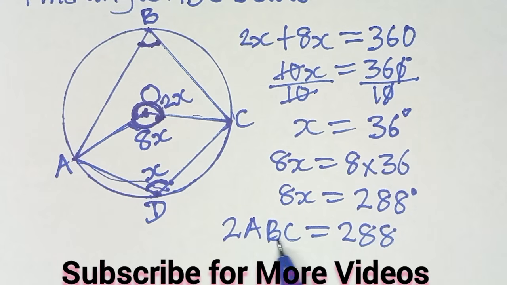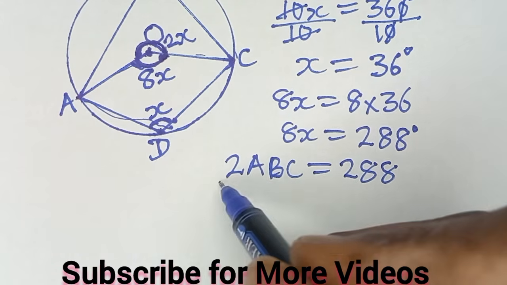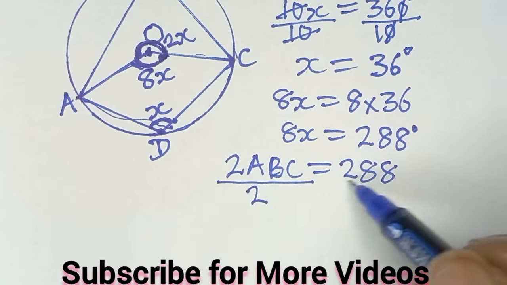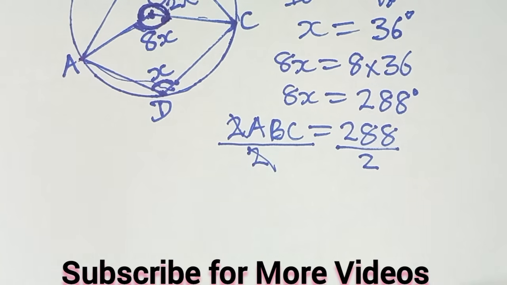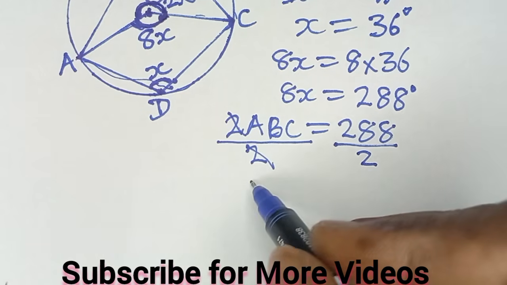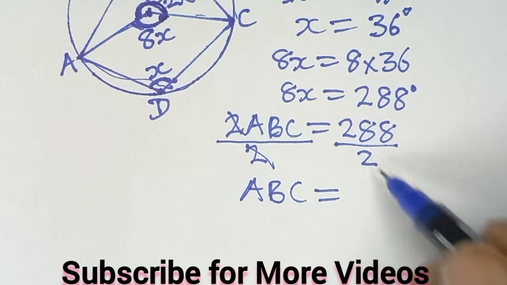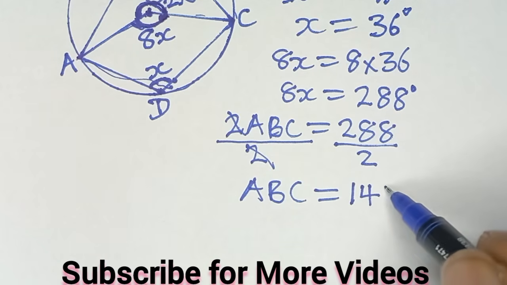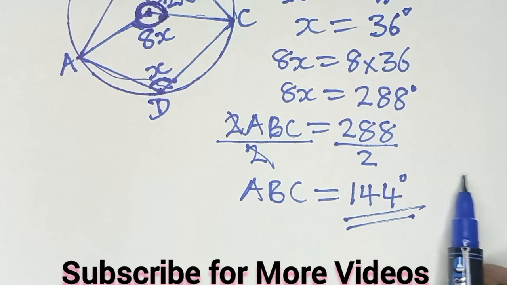So twice the ABC, which is angle at the circumference, is equal to 288, which is the angle at the center. So from there, I can divide both sides by 2 in order to get the angle at the circumference. 2 cancels 2, so I'll be having angle ABC, which is what we are looking for. ABC is equal to 288 divided by 2, which gives me 144 degrees. And this is the final answer for angle ABC.